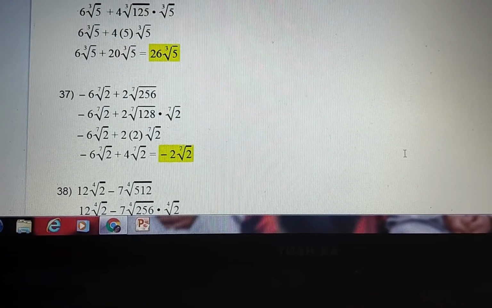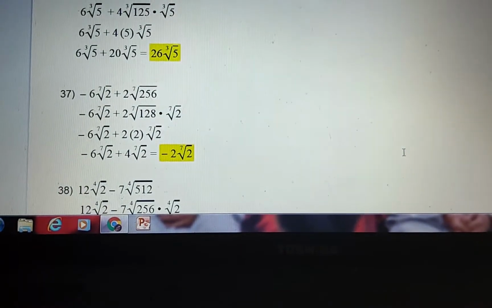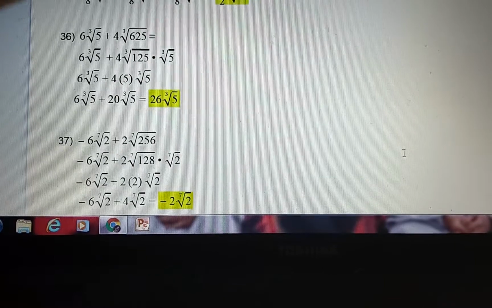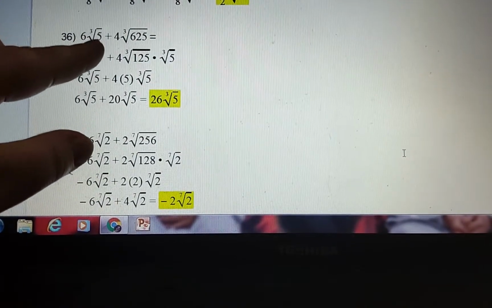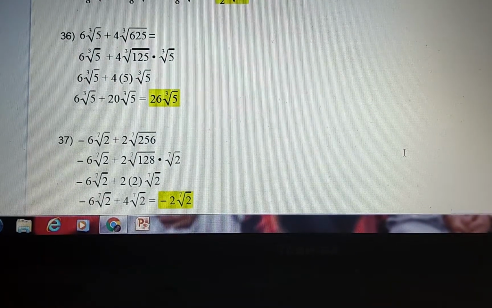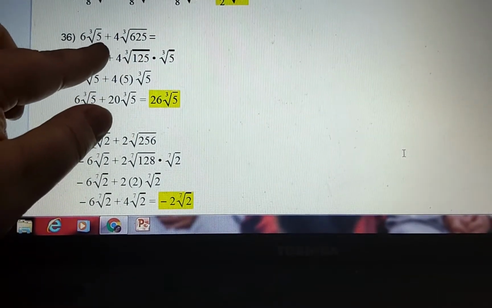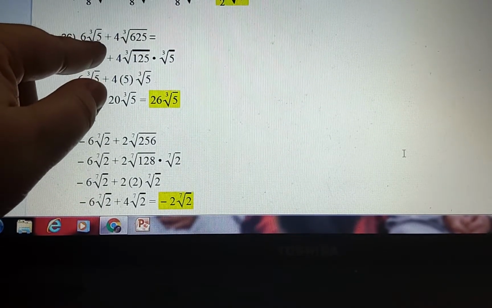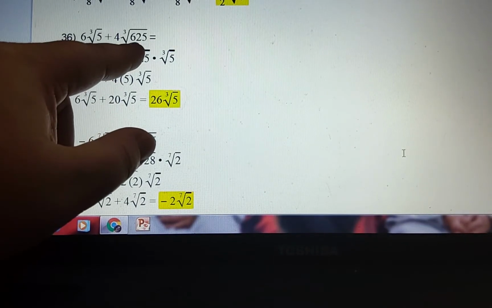Okay. Now, remember, before you can add them, the radicals have to be identical. Okay? Whoops, I got it down a little too far. The radicals have to be identical. Now, I could take 5 and multiply it by something to make it 625, but ideally, you want to break down the 625 so that we have the radical as small as possible, okay?